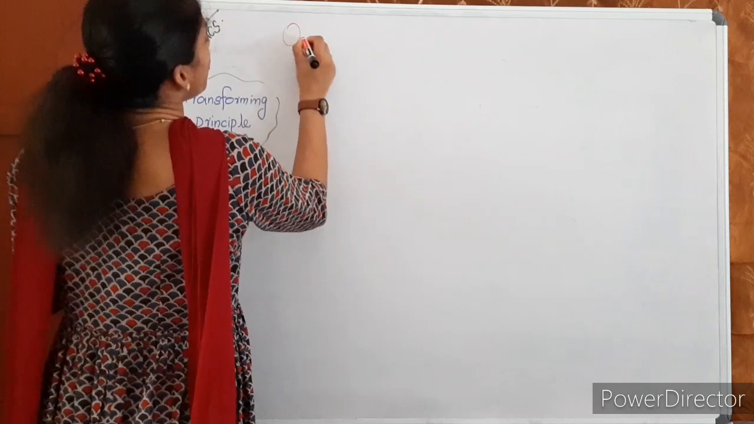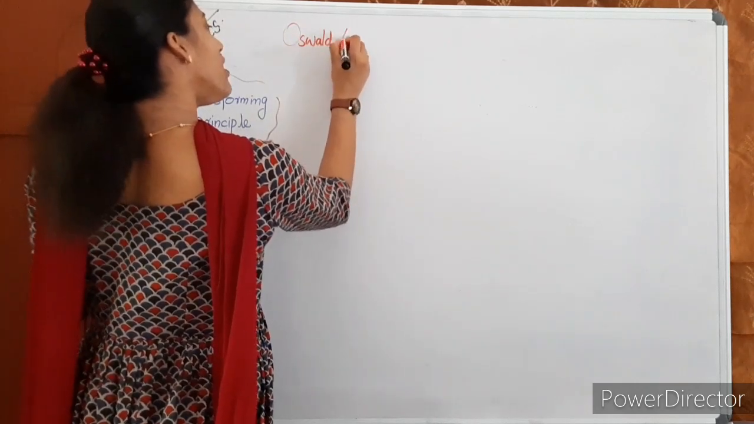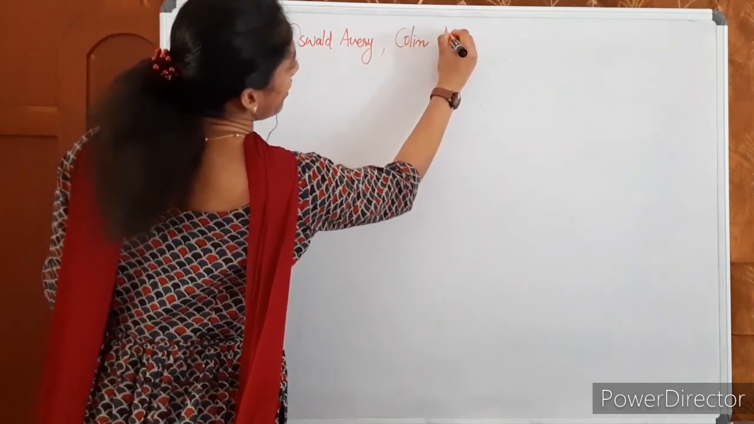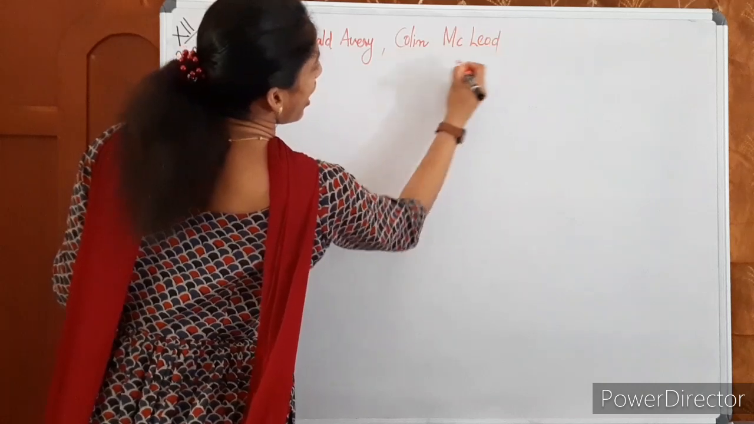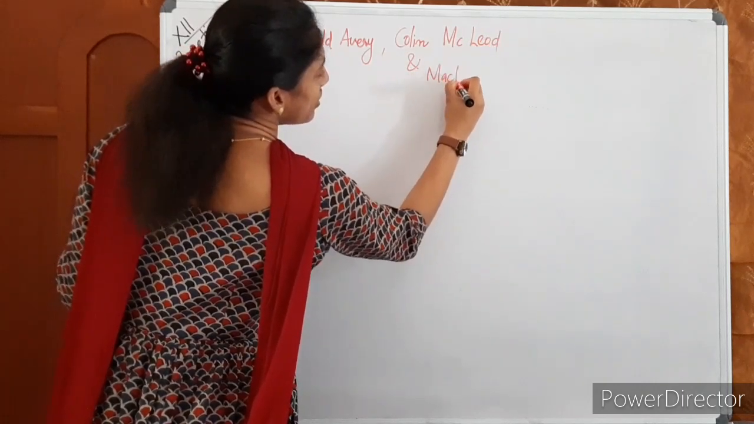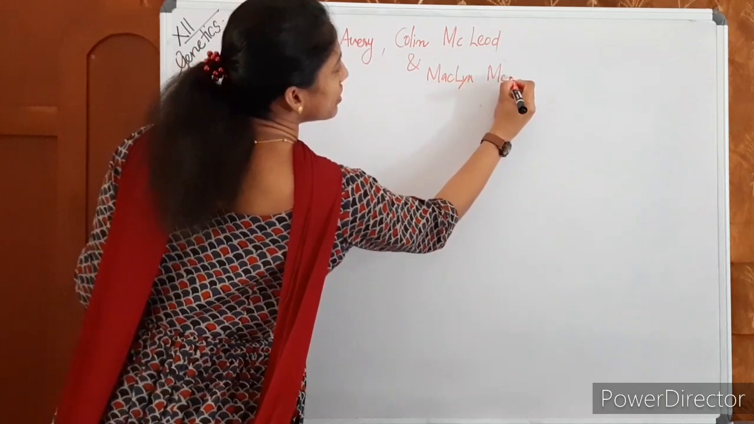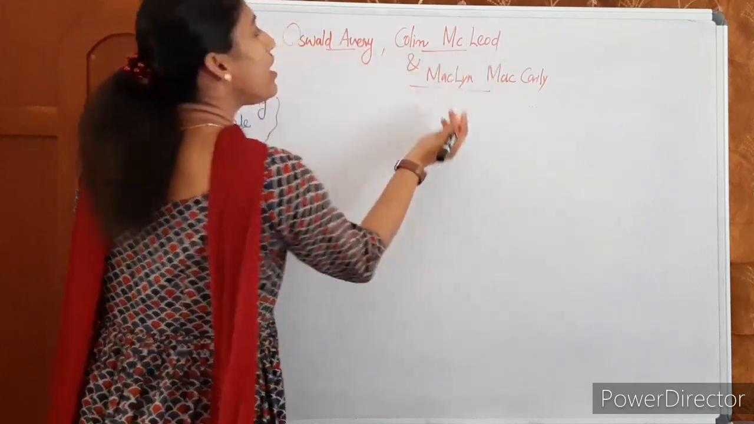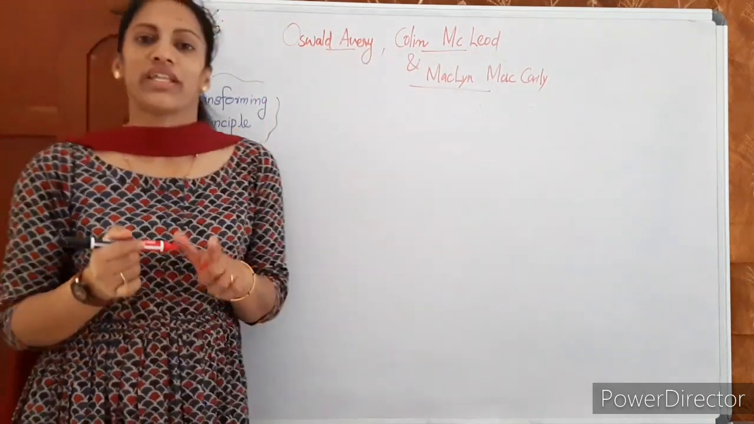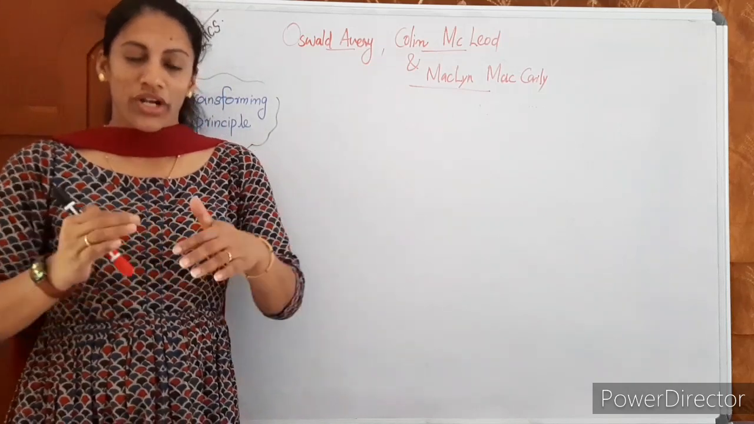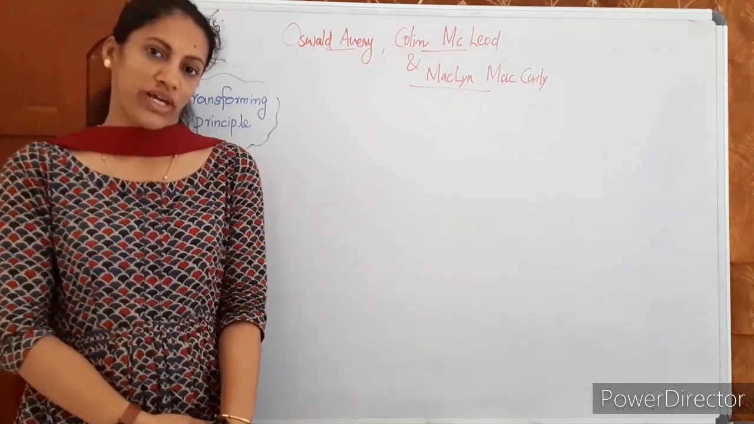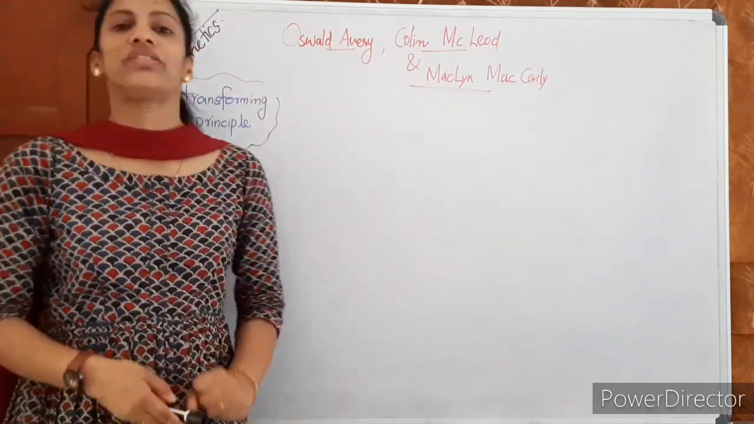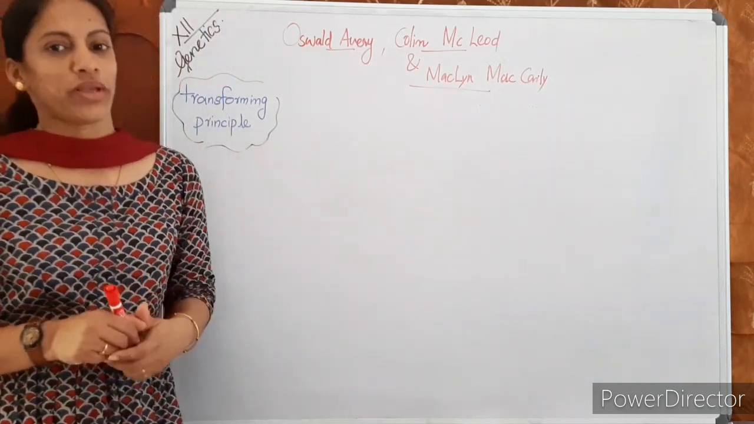Oswald Avery, Colin MacLeod and Maclyn McCarthy worked further on Griffith's transforming principle in order to get the biochemical nature of it. What is the transforming principle? To find that, they worked on Griffith's experimental transforming principle.